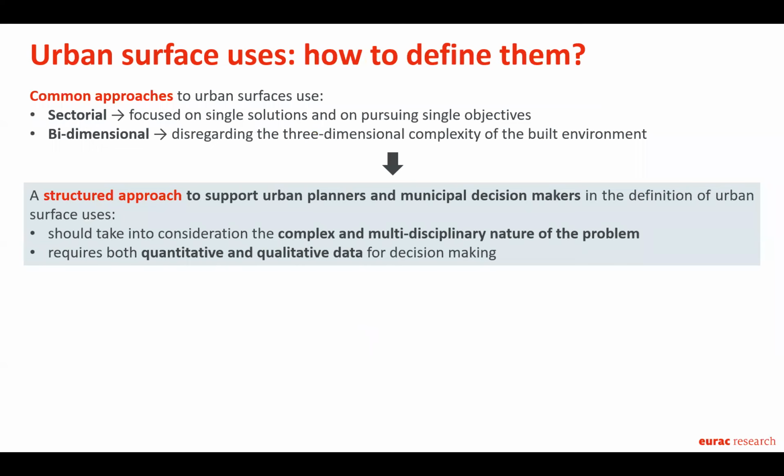So actually, what's still the barrier and the struggle is that mainly the approach to the design of urban surfaces is one-dimensional and sectorial. So many of the solutions you can see in the different projects are actually focusing on a single objective or a single solution, or just a kind of surface. So for example, roofs or facades.